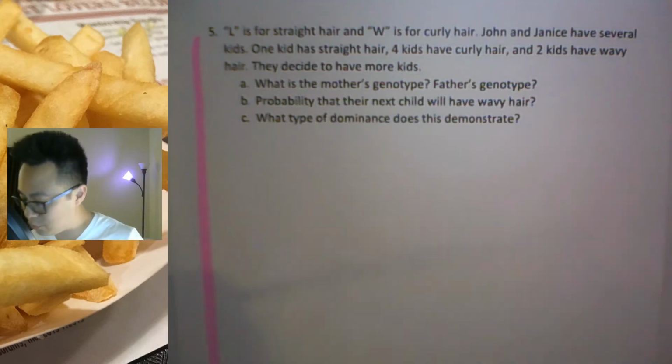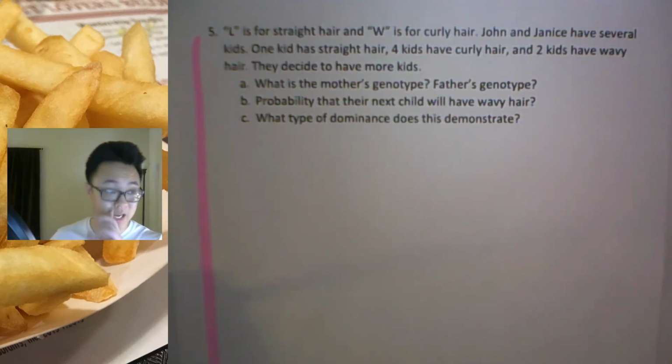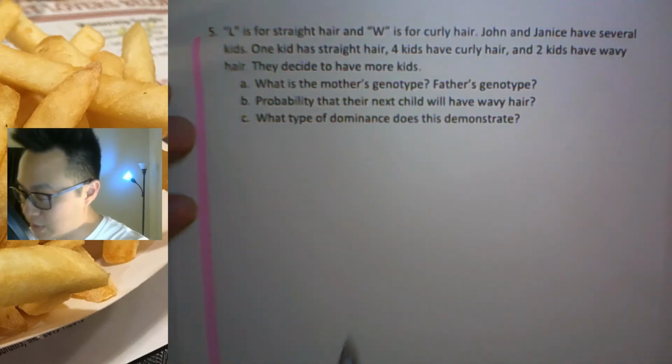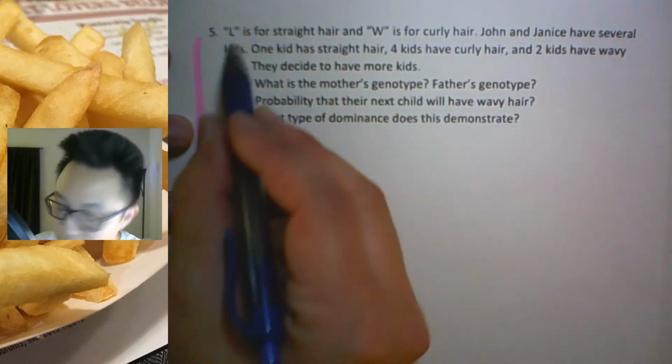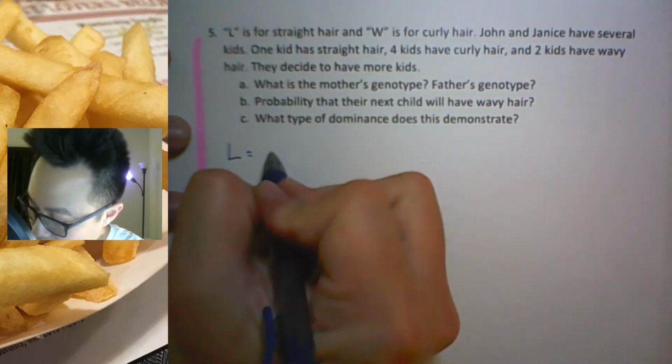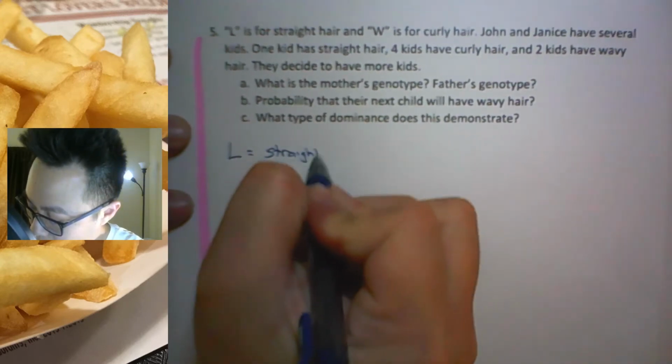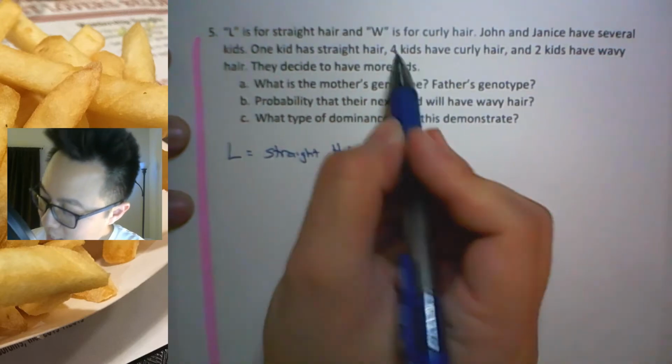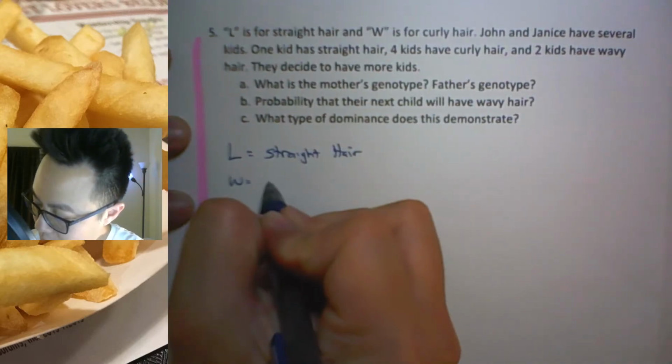So it's a little tricky here. So let's go ahead and keep following the steps that we've done in the previous problems. First step here is to define the alleles. They've already kindly defined it for us in the problem, where big L stands for straight hair, and big W stands for curly hair.